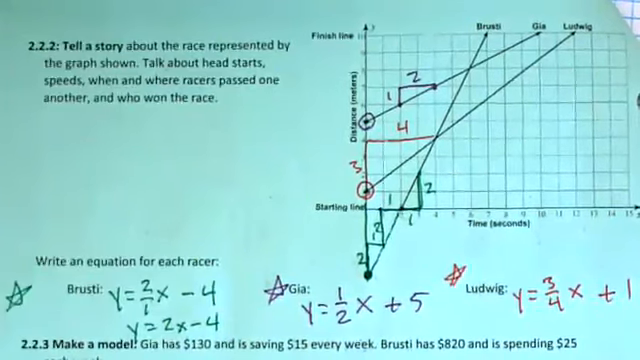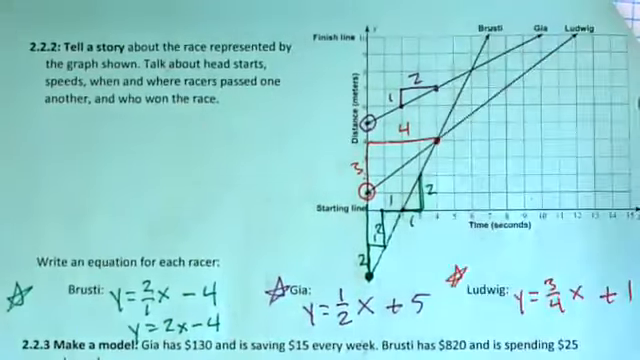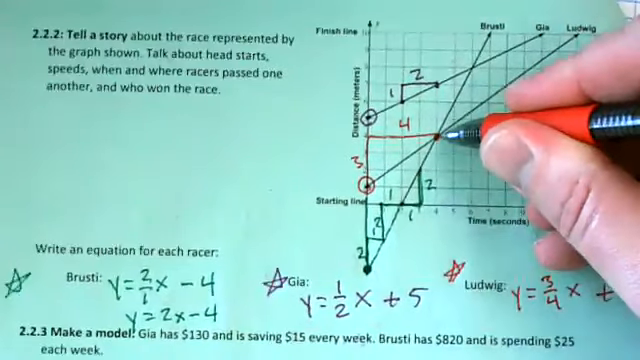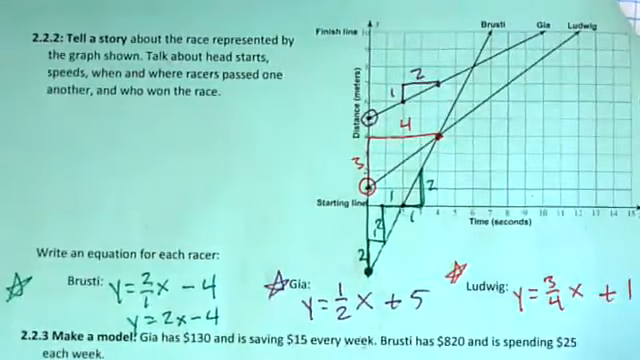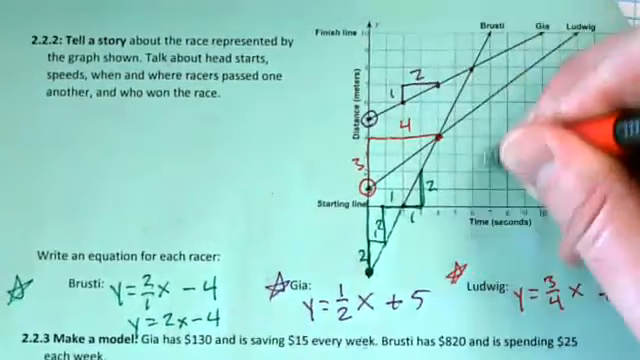When did Brewski pass Ludwig? So Brewski passed Ludwig right there, and that happened 4 seconds into the race. How far were they from the starting line when they passed? They were 4 meters from the starting line. When did Brewski pass Gia? 6 seconds into the race.